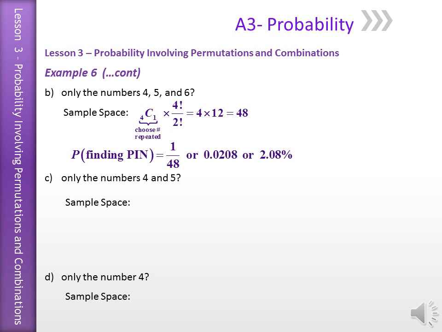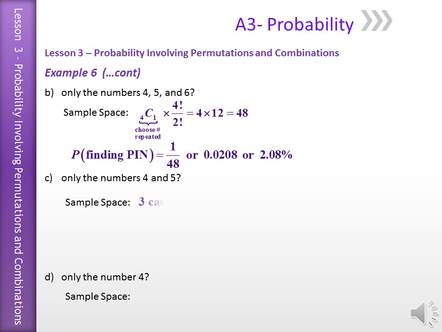For part C, we are given that the numbers are 4 and 5. Now, we could have 3 4s and 1 5. We could have 2 4s and 2 5s. Or we could have 1 4 and 3 5s. We don't know. So we're going to make it into 3 cases.